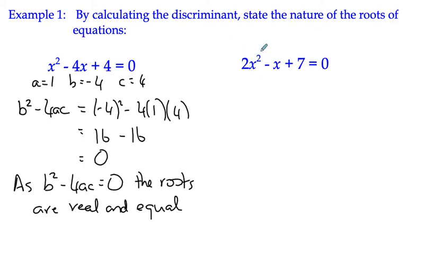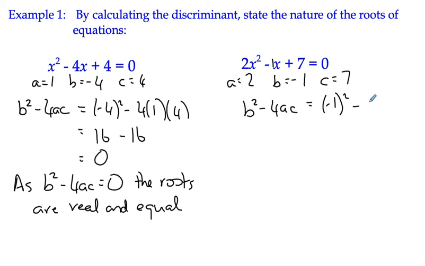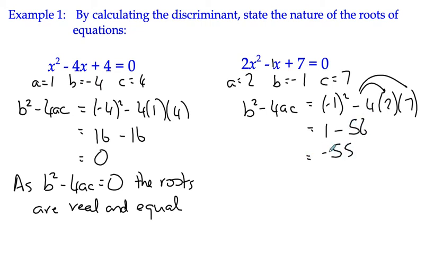2x squared minus x plus 7 equals 0. In this case, a is 2. b, be careful, is negative 1. And c is positive 7. So we can say of this one, b squared minus 4ac is equal to negative 1 squared minus 4 times 2 times 7. Negative 1 squared is positive 1. Negative 4 times 2 is negative 8. Times 7 is negative 56. And we get the answer negative 55.